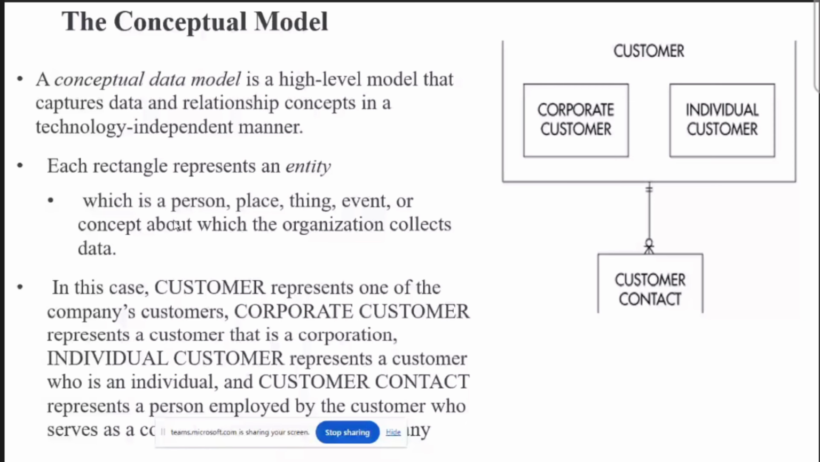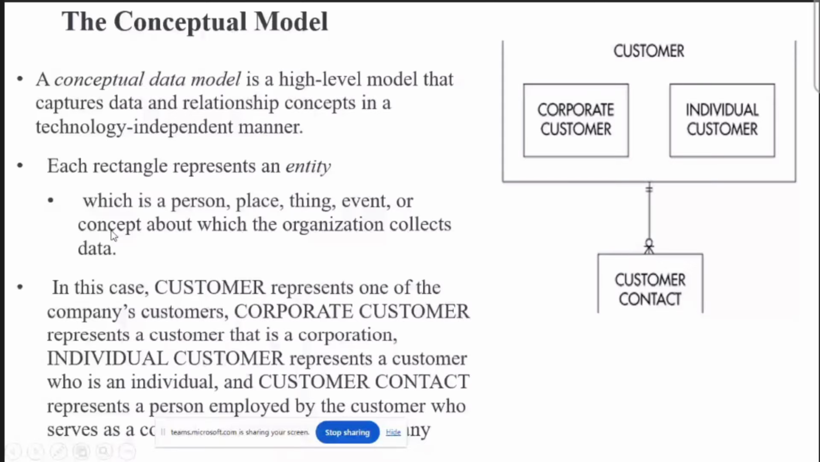So each rectangle represents an entity. In the picture we see here, the first thing you look out for in any data modeling, which I think we mentioned last week, is the entity. And what is an entity? An entity represents a person, a place, a thing, an event, or a concept about which the organization collects data. Please understand this part.